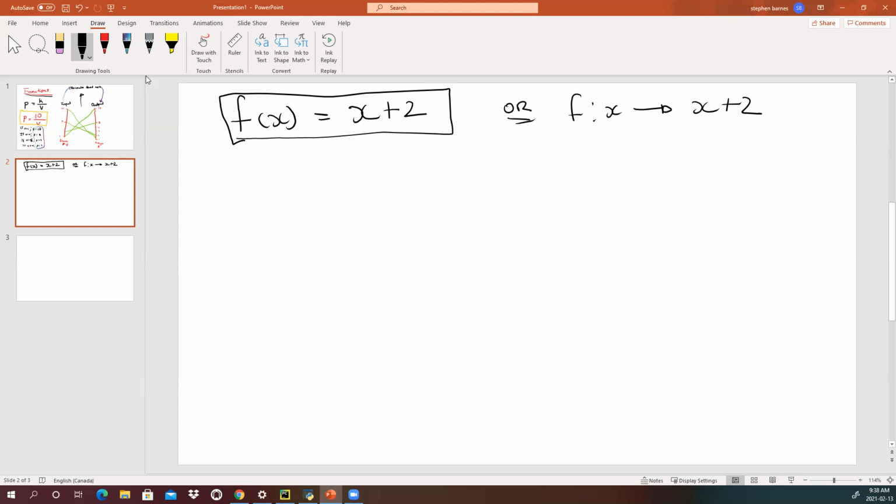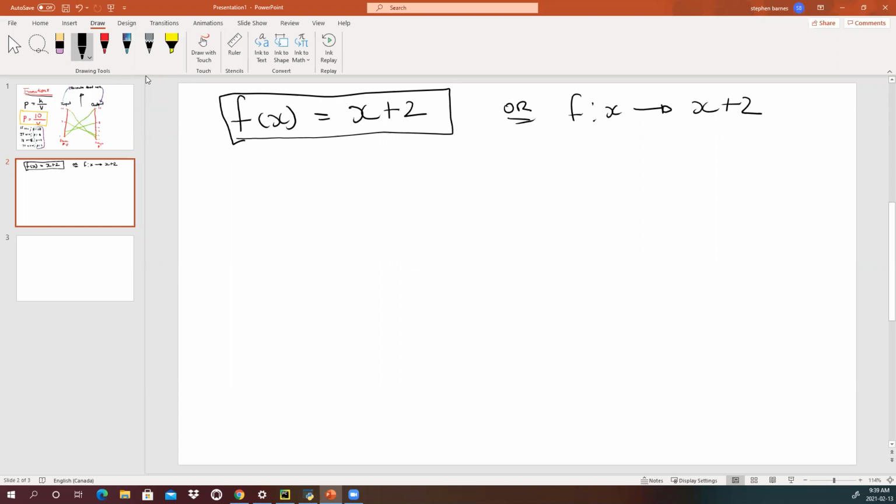This is how the function is defined. It is defined such that you would put a value here, which would be your input, which we said is your domain. So you'd have domain values. When you plug those values into x plus 2, you would get an output, which would represent your range.